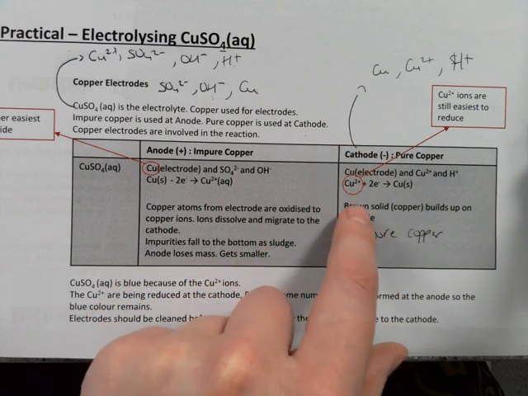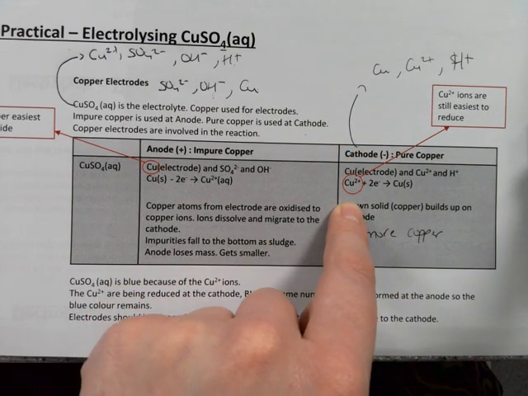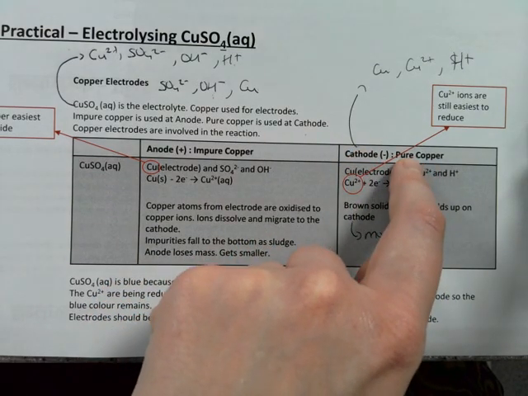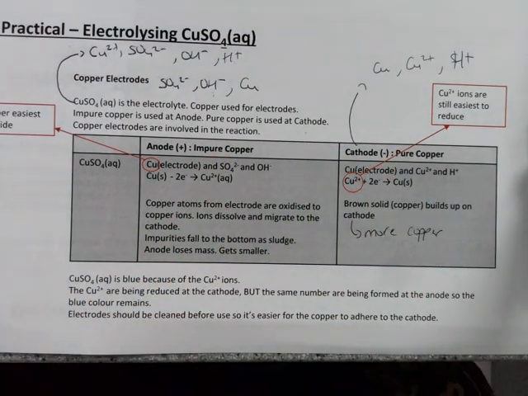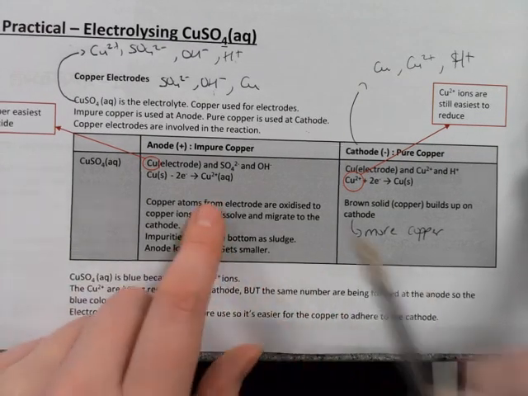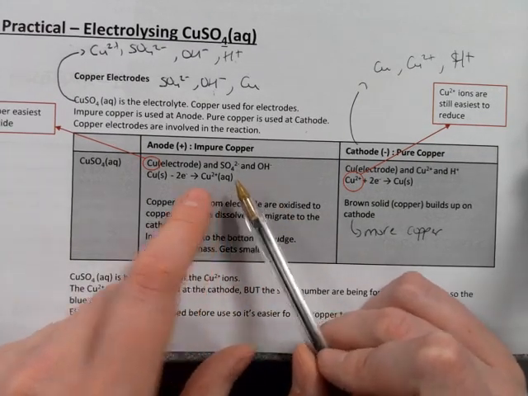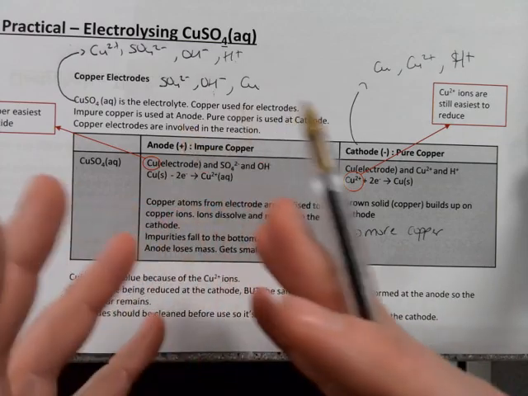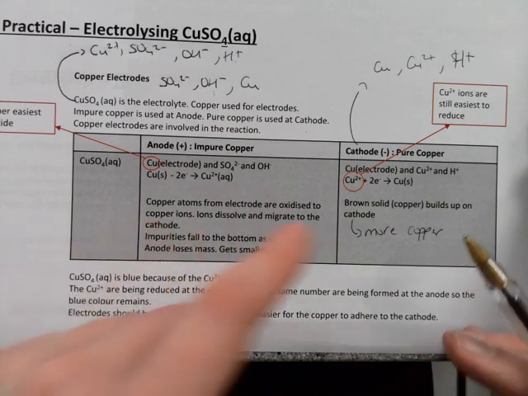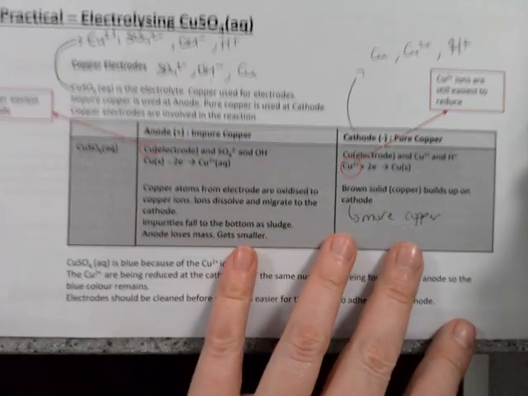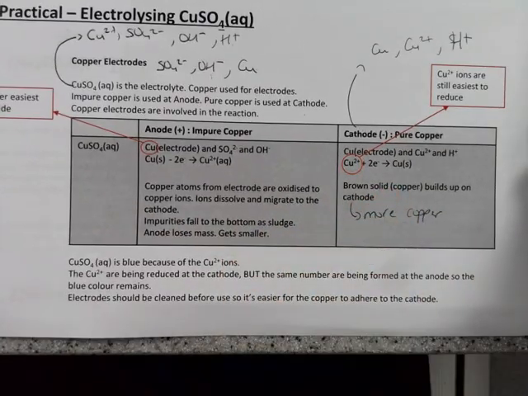Just remember, the cathode gets bigger, and at the end of the experiment, I want more of the pure copper than the impure copper. So I want the pure copper to get bigger. I'm putting the pure copper at the cathode. So this side, as I said, you are going to see the anode get smaller, it loses mass, and then on this side you're going to see the cathode getting bigger as all the copper ions come over here and join the pure copper electrode.